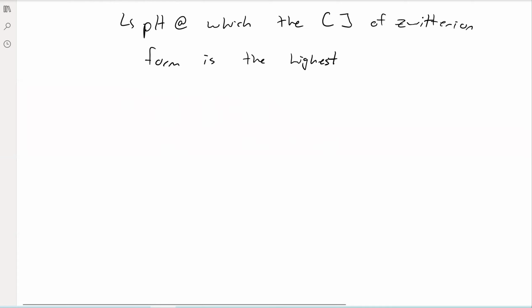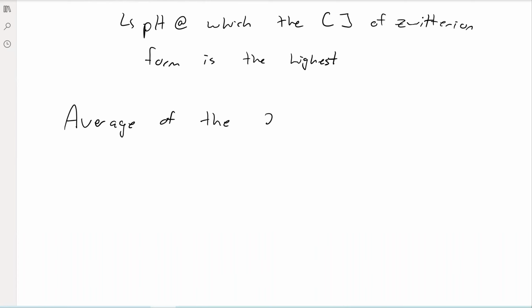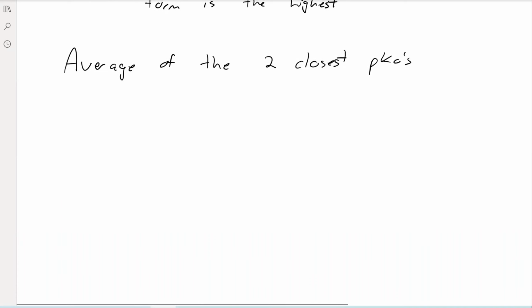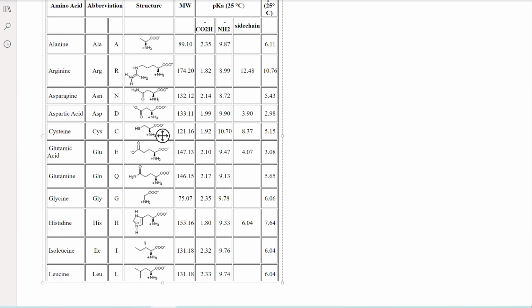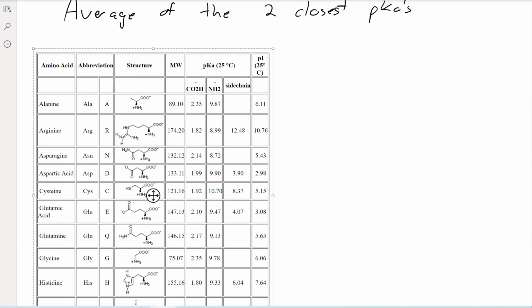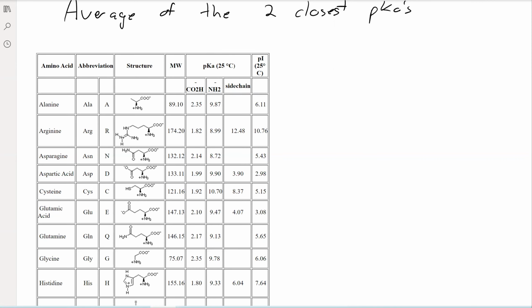To calculate the PI of an amino acid, it's pretty simple. It's just the average of the two closest pKa's. So let's take a look at what that means. So here's just this table, right? Same information that pretty much last table had. Amino acid abbreviation gives you a picture of the structure, molecular weight, pKa, and then of course the PI. So you can look up the PIs of compounds, right?